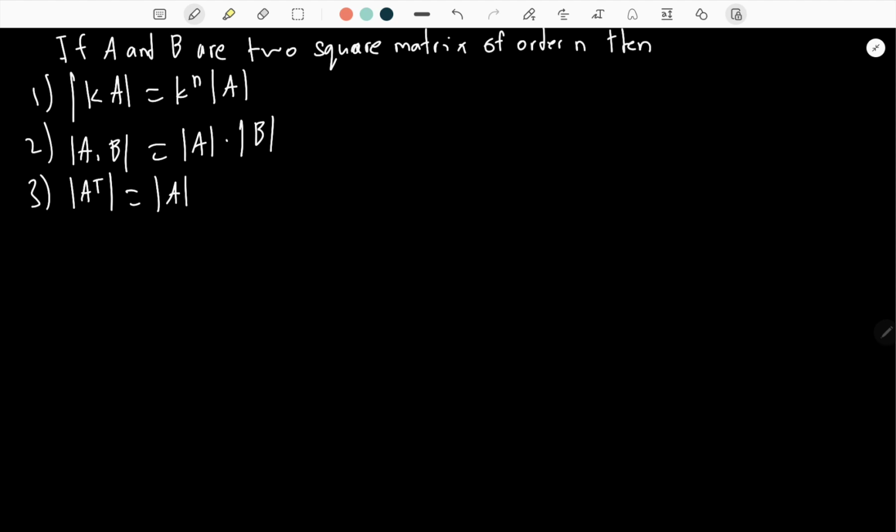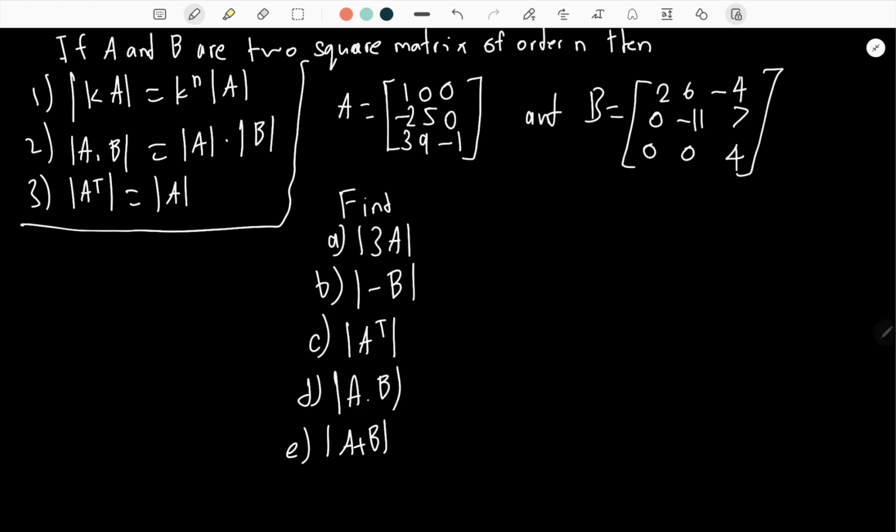So here are some more conditions that you have to remember. This is when the questions are asking, let's say, determine, and I'll do some examples to explain these conditions. Here we have two matrices, A and B, both 3 by 3, so n is 3. The first question is to find the determinant of 3A.